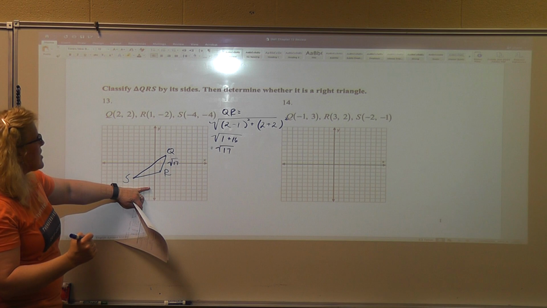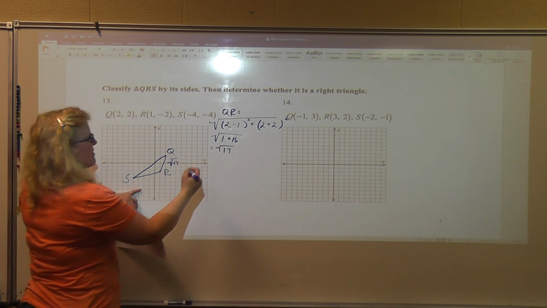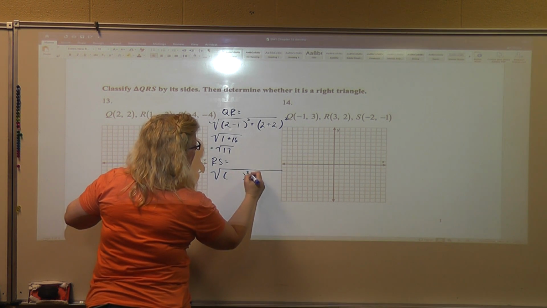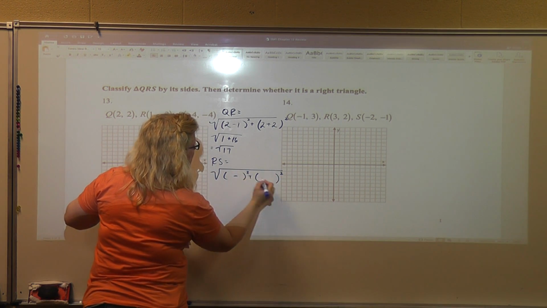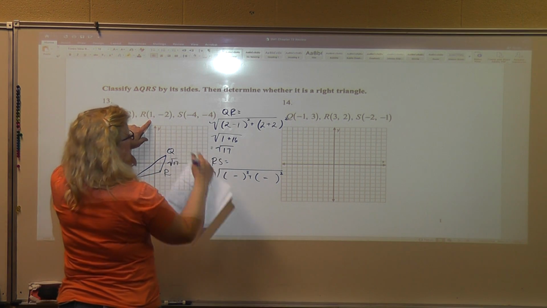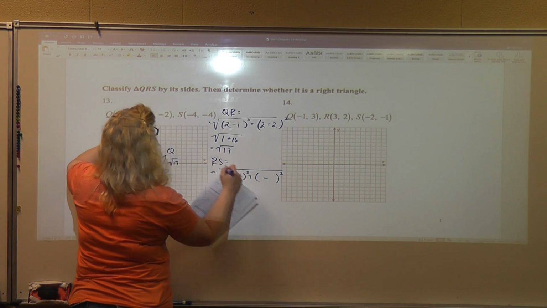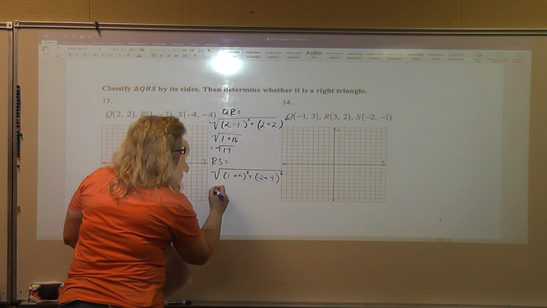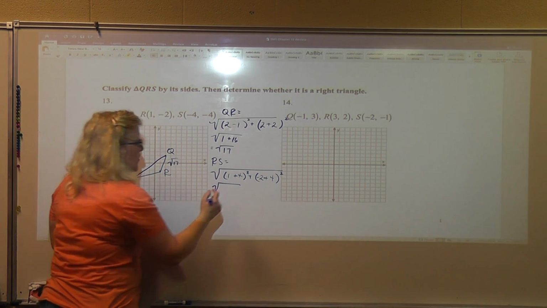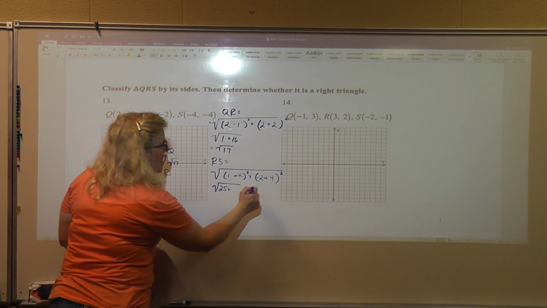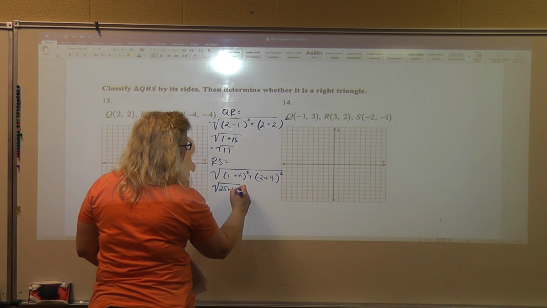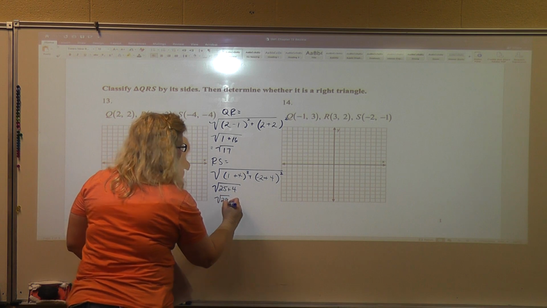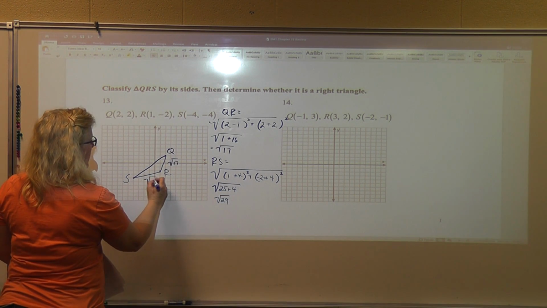All right, let's look at RS. So RS, I'm going to do my little template again. RS is 1 minus a negative 4, 1 plus 4, negative 2 minus a negative 4. So now I have 1 plus 4 is 5, squared is 25, plus 2 squared is 4. So I have the square root of 29. So RS is the square root of 29.